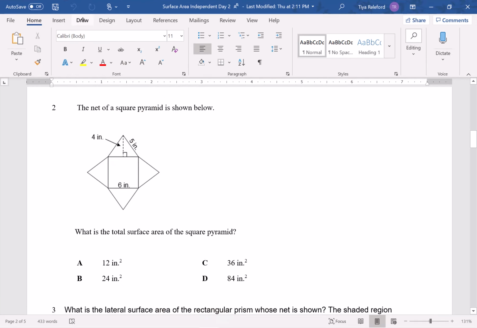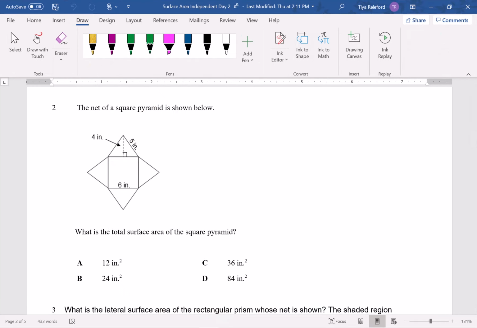Okay, so if you're reading this, it tells you that it is a square pyramid. So that kind of helps you a little bit. And then it says total surface area. So you need the area of every piece.